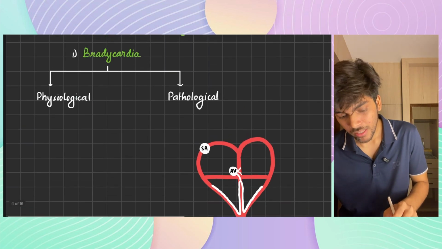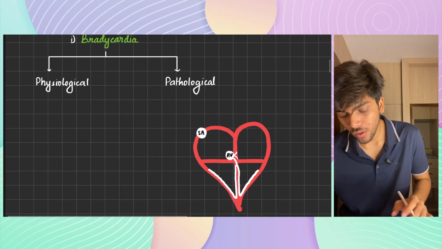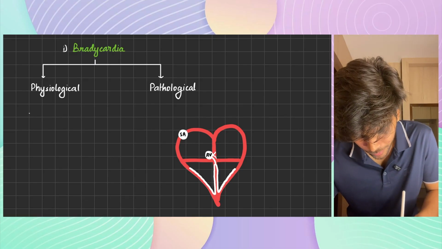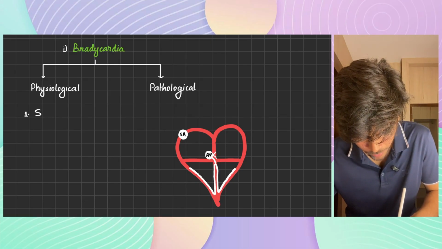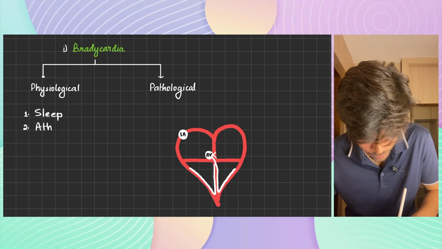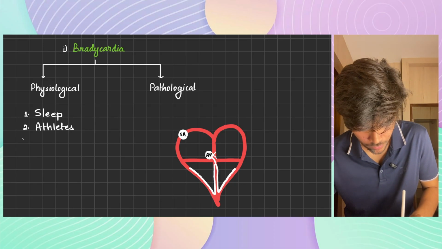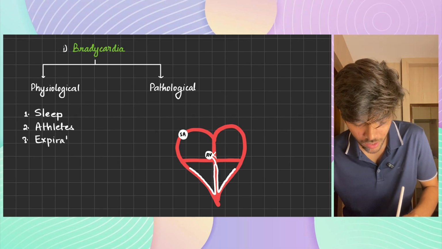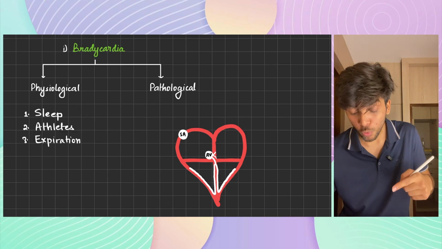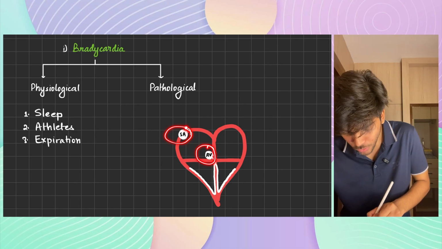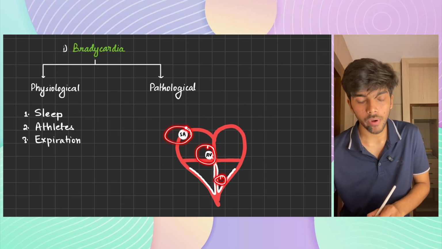Bradycardia. There are physiological and pathological causes of bradycardia. The physiological causes of bradycardia are sleep, athletes, and expiration. The pathological causes of bradycardia are due to pathology at the level of SA node, pathology at the level of AV node, and pathology at the level of bundle branch.